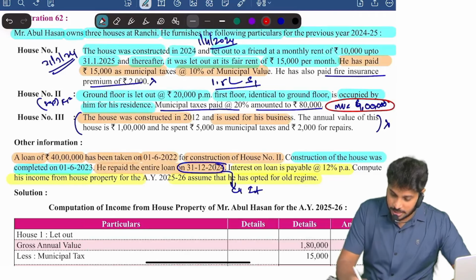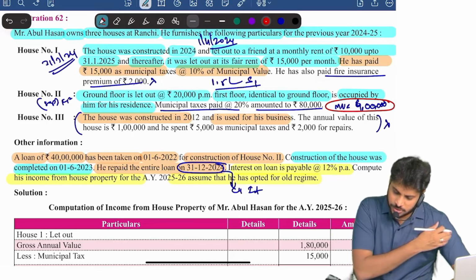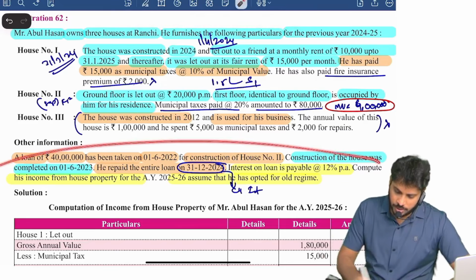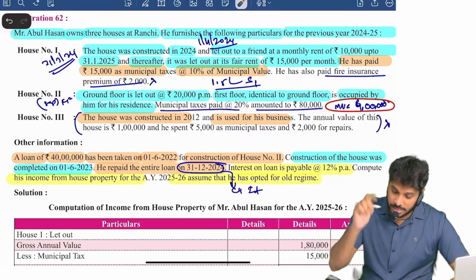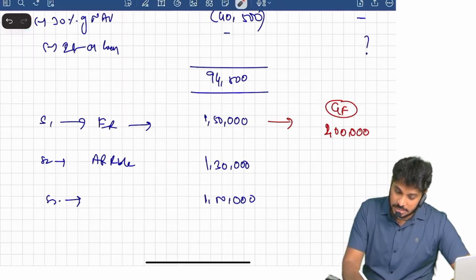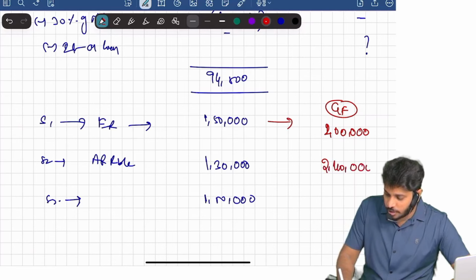Then next one, house number 2 is rented for how long? House number 2 is rented throughout the year. There is no vacancy point. Yes or no? Nowhere. This is only the loan point. So house number 2 vacancy is not there. Yes or no? 20,000 it was rented for 12 months. Agreed. Yes or no? Step number 2 answer is 2,40,000. Whichever is higher automatically, 2,40,000.